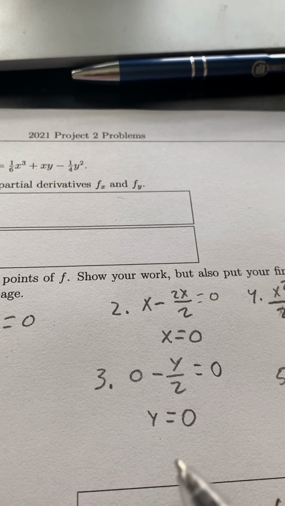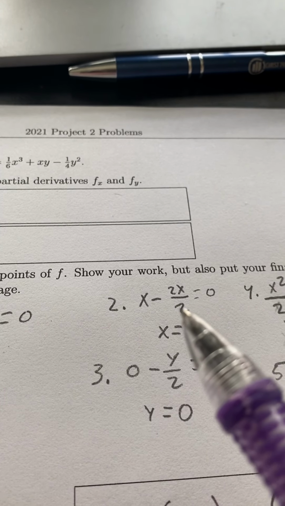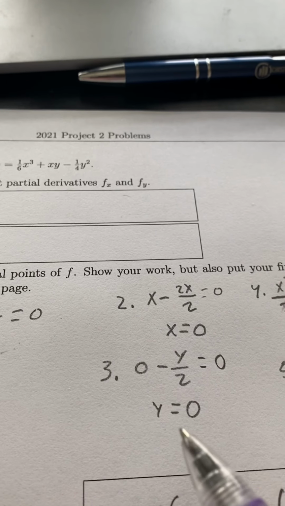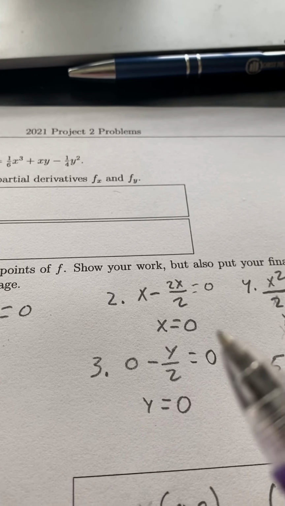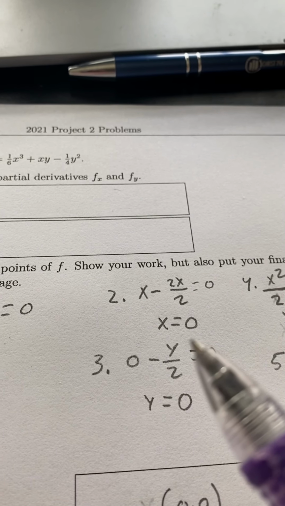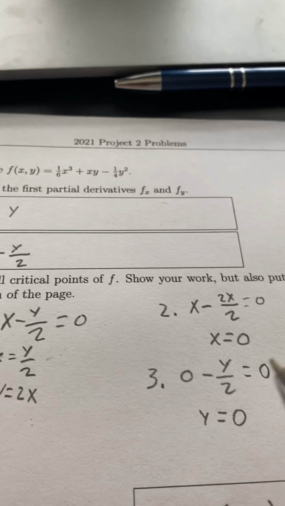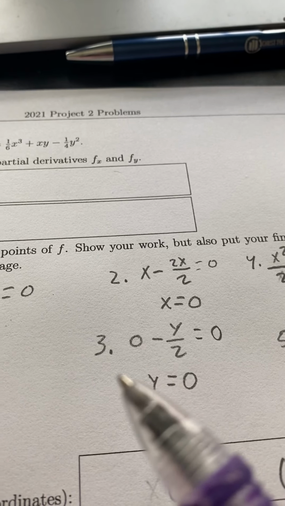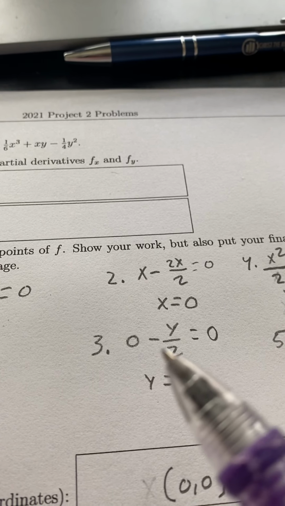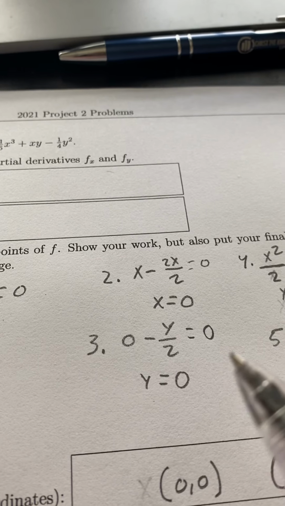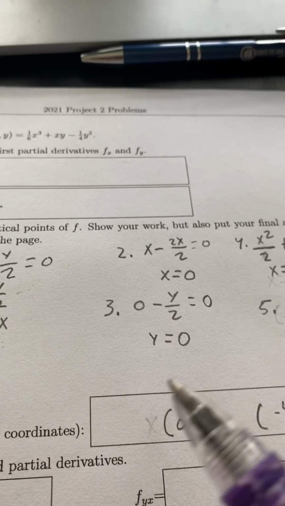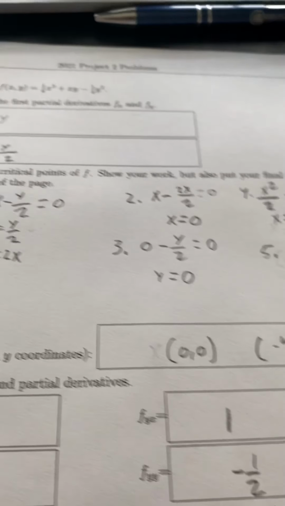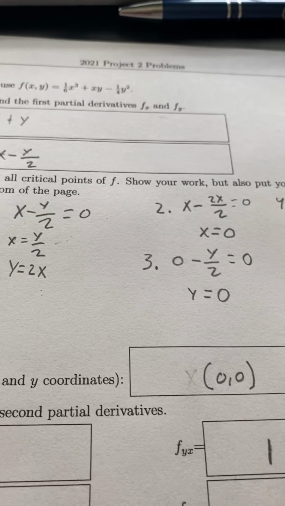So here I got x minus 2x over 2 equals 0, which gave me x equals 0. So then after I get that, I plug 0 back into the equation for x and solve for y, which I did here. 0 minus y over 2 equals 0, which then again gave me 0 for y. So I know one of my critical points is 0, 0.